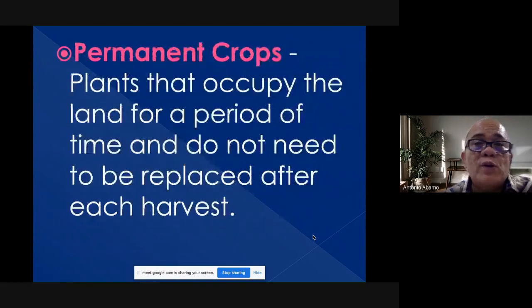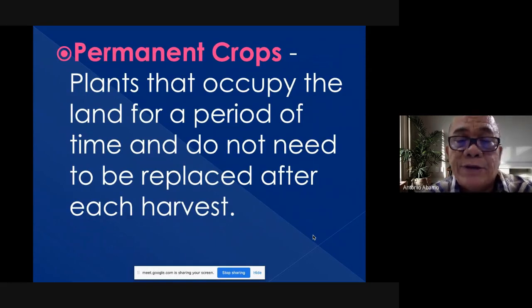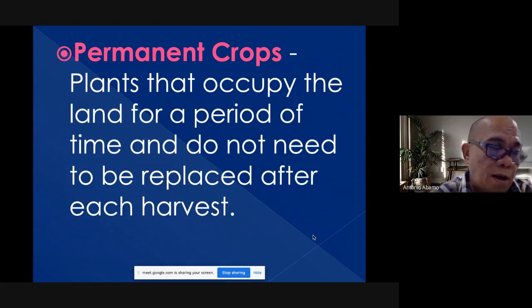Now, there's also what we call permanent crops. Permanent crops are crops that occupy the land for a period of time and do not need to be replaced after harvest, like coconut. Pag tanom nimo, wala na siya. Paabot na lang ka sa mag-harvest, and then you harvest for several years, several decades. Abaka, pechay, coconut, if I give you a selection, you'd be able to answer which are permanent crops and which are temporary crops, no?